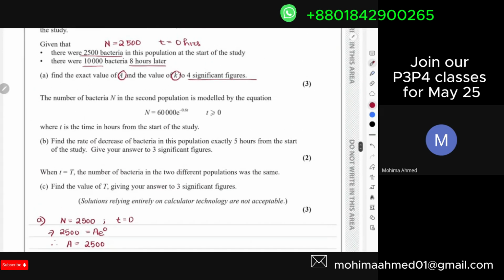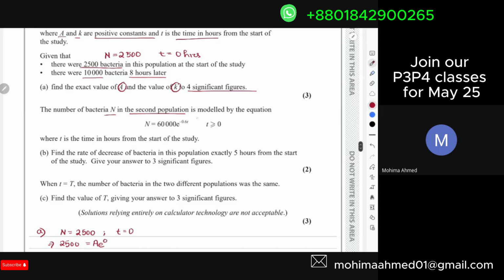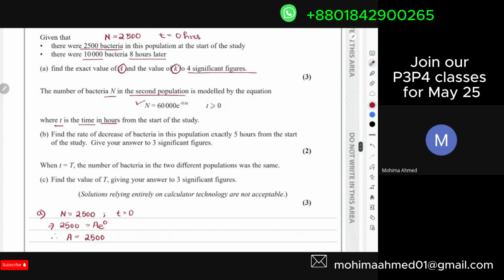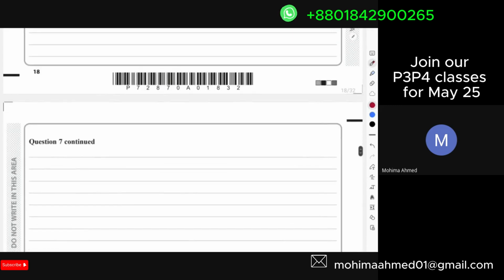Now for part B, they were asking: the number of bacteria in the second population is modeled with this equation, where t is the time in hours from the start of the study. Find the rate of decrease of bacteria in this population exactly 5 hours from the start of your study. Your answer should be in 3 significant figures. For this rate of decrease, first I have to find an expression for the differentiation, dN/dt, and then only I can calculate the rate of decrease in this population exactly after 5 hours.